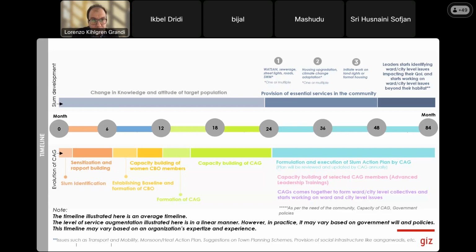It will be household level initially. Then it will move to climate change and adaptation, because these are the immediate needs. And then probably in the 48th month, it will move to ward level initiatives and work on land rights, and go beyond that at the city level. So this is from our practical experience that we have mapped this.